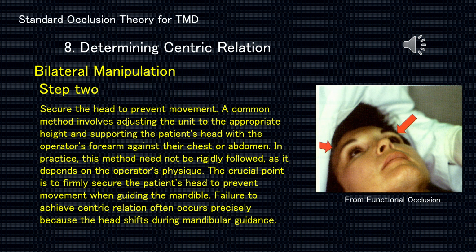Bilateral manipulation. Step 2. Secure the head to prevent movement. A common method involves adjusting the unit to the appropriate height and supporting the patient's head with the operator's forearm against their chest or abdomen. In practice, this method need not be rigidly followed, as it depends on the operator's physique. The crucial point is to firmly secure the patient's head to prevent movement when guiding the mandible. Failure to achieve centric relation often occurs precisely because the head shifts during mandibular guidance.